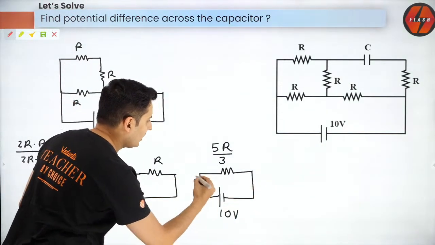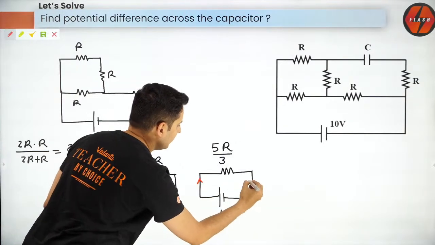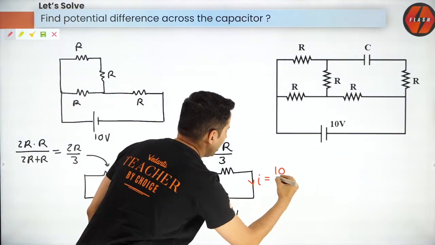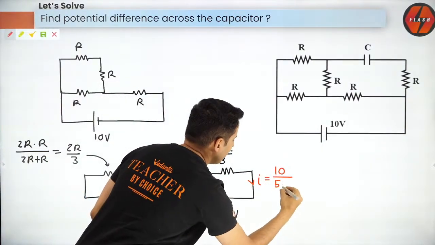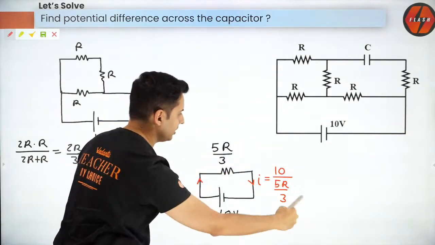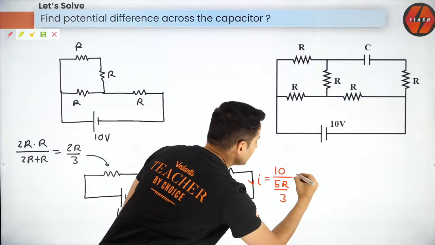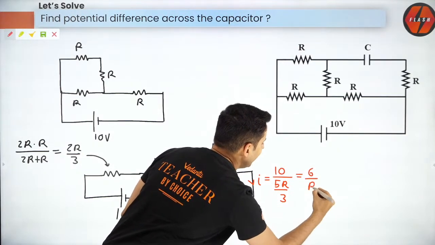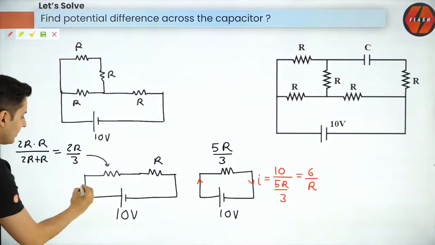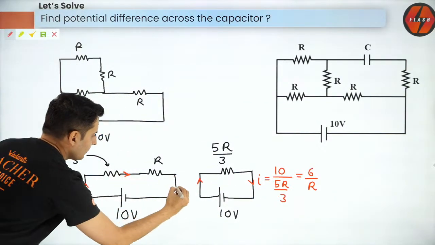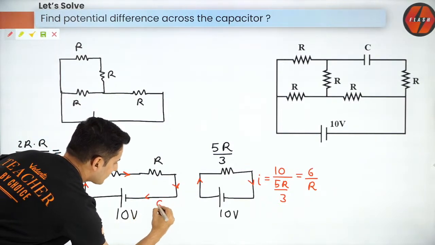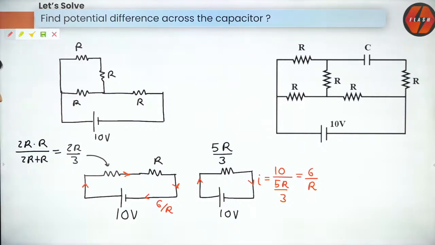Now, what will be the current in the circuit? This current will be V by R, which is 5R by 3. 10 and 5 get cancelled, 3 goes on the top, gets multiplied by 2. So I believe it should be 6 divided by R. If this is 6 divided by R, the same current should flow here also. This current should also be, think about it, 6 divided by R.